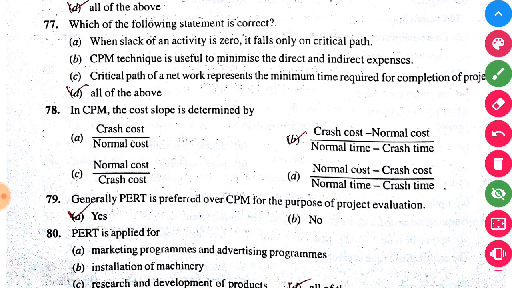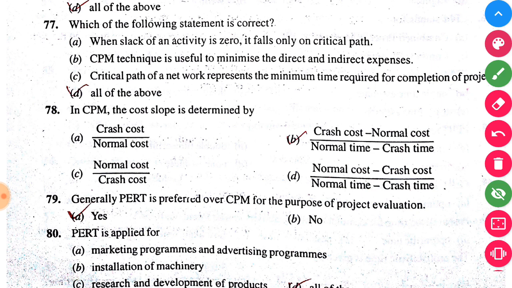Which of the following statements is correct? All statements are correct. When the slack of an activity is 0, it falls on the critical path. CPM technique is used to minimize the direct and indirect expense. The critical path for the network represents the minimum time required for the completion of the project.